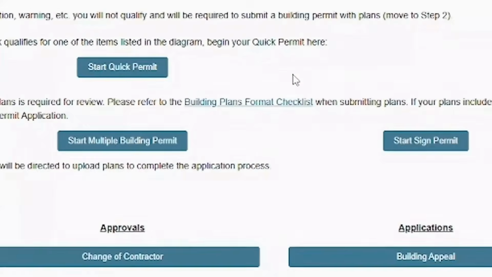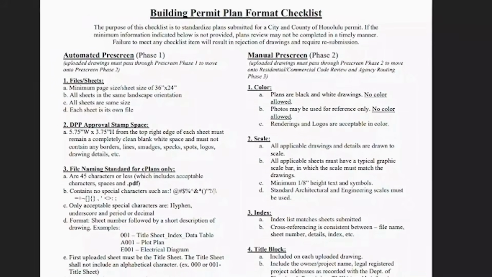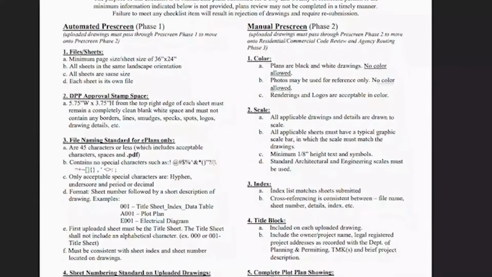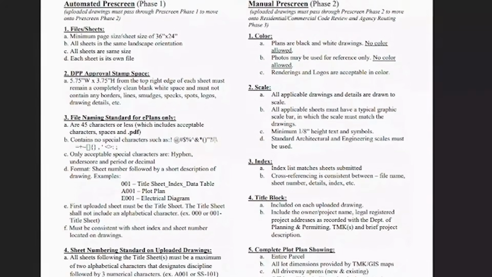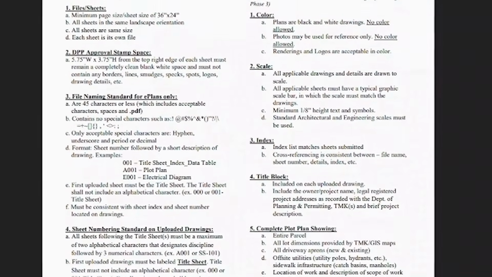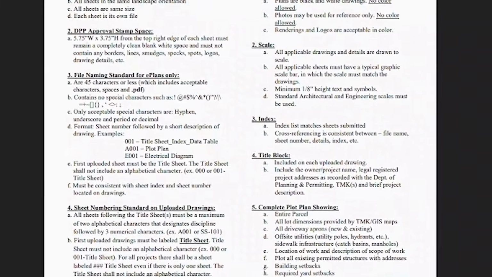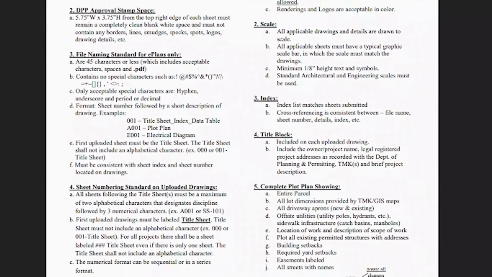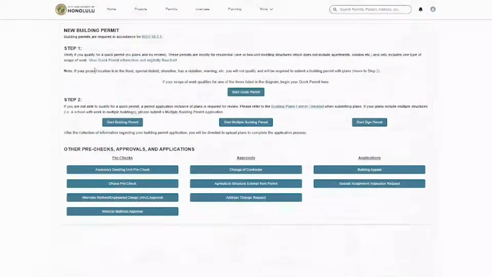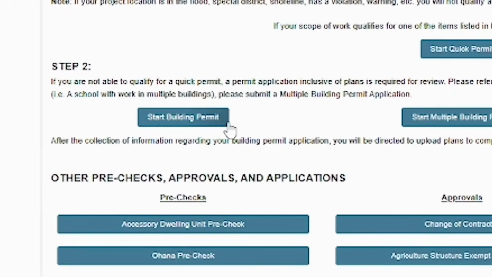Click on the link that says Building Plans Format Checklist. This checklist ensures that your plans meet the standards required for the City and County of Honolulu permits. If the checklist is incomplete, the review of your plans may take longer. Once you've reviewed the checklist and gathered the necessary information, return to the New Building Permit page. Now, let's begin your application. Click on Start Building Permit.